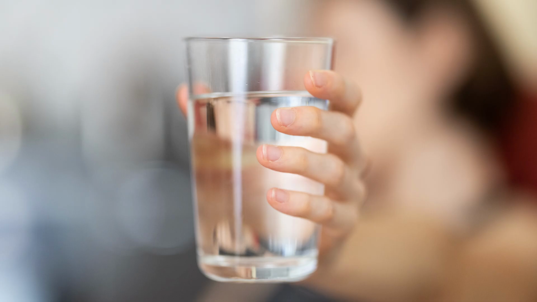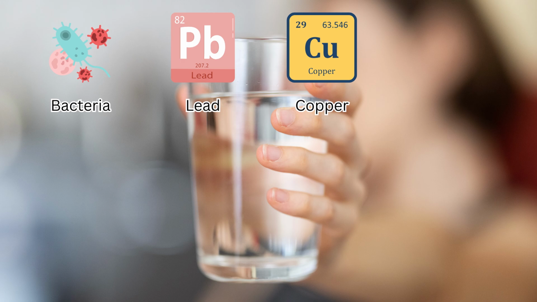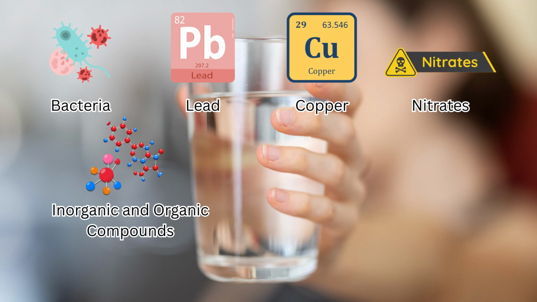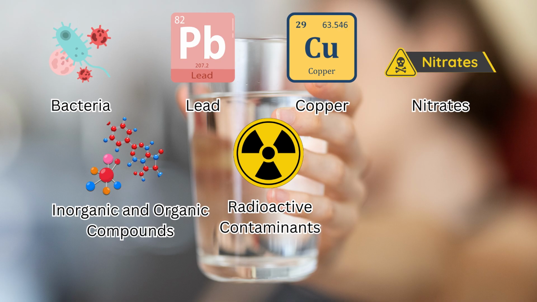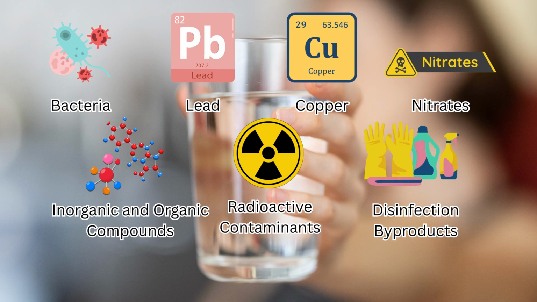The tool is especially useful for checking if your water meets federal and state standards for safety, or if there have been any issues with quality. Water contaminants in this report include bacteria, lead, copper, nitrates, organic and inorganic compounds, radioactive contaminants, and disinfection byproducts, among other substances.